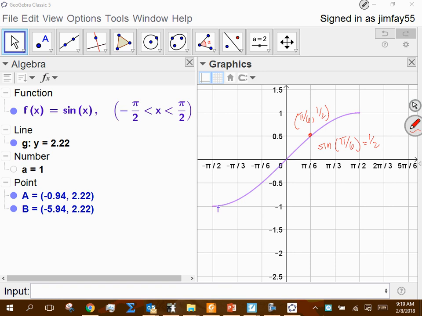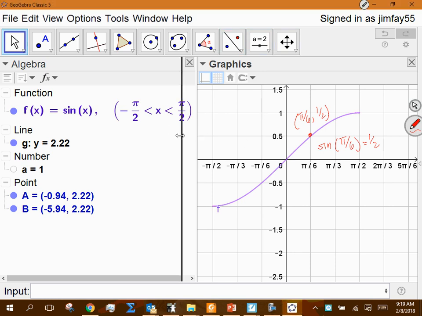So how does that relate? If that thing is the sine function and it's now one-to-one, it should have an inverse, right? If that point is on the sine function, what do the x's and y's do in the inverse? They flip-flop, right? So I should have an x value of 1/2 and a y value of pi/6 in the inverse function. So let me graph that for you real quick.